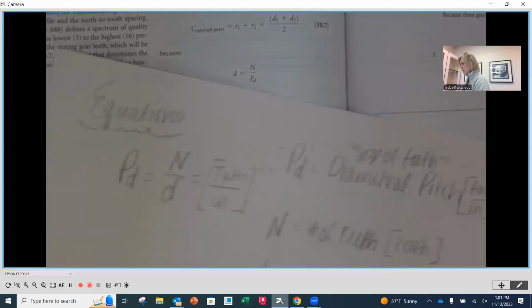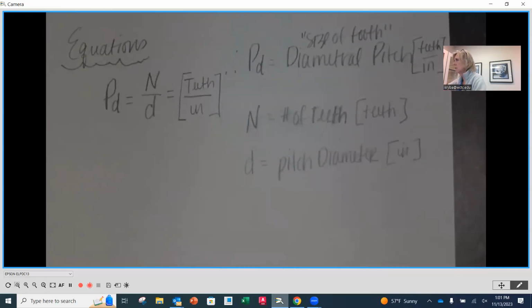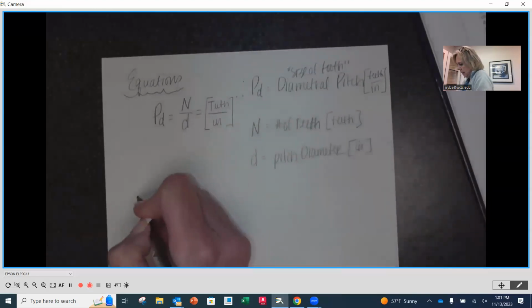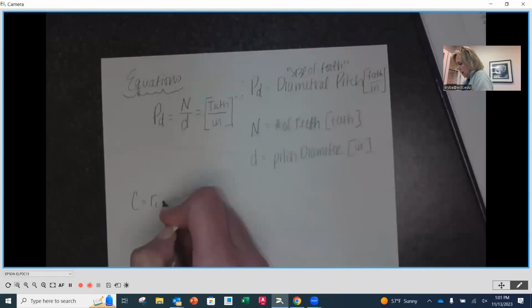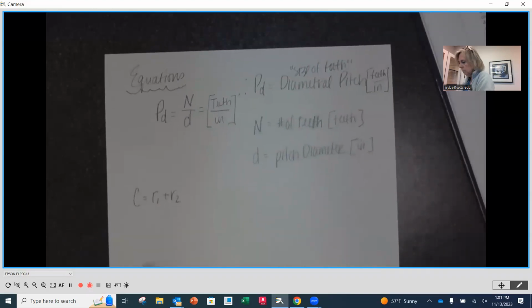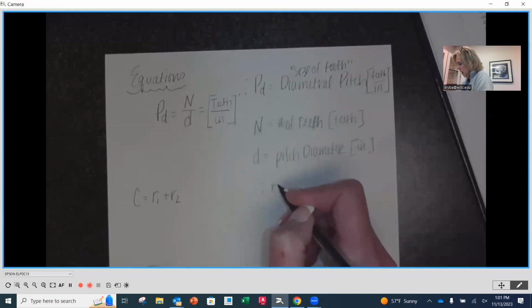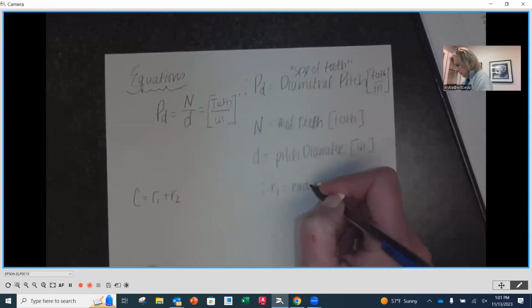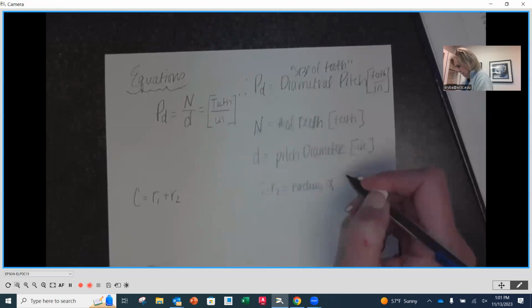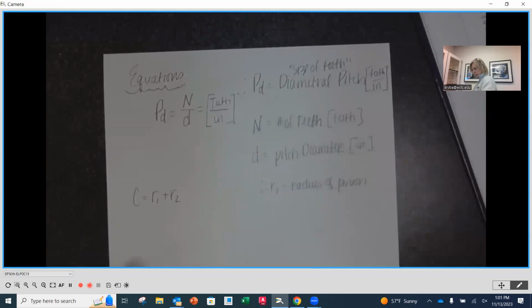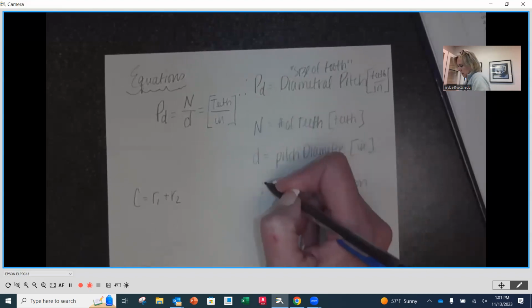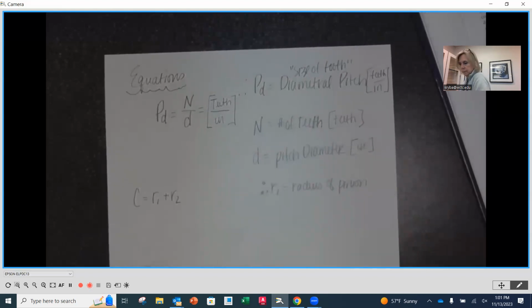Okay, so these are the two versions of the center distance equation that we can use in order to determine center distances. So I'm going to add those to my equation sheet here. I'm going to say center distance is equal to R1 plus R2, where R1 is equal to the radius of the pinion, because the pinion is always going to be the smaller, higher speed gear in a gear set.